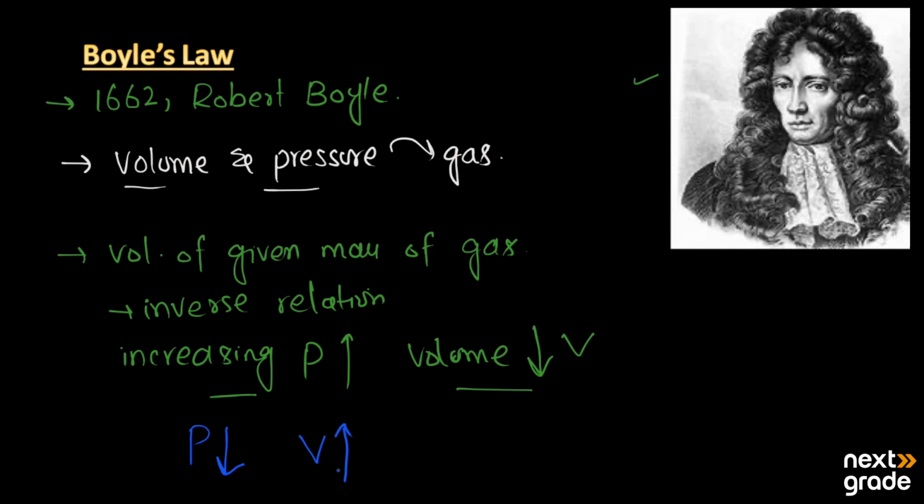So the main definition proposed by Boyle's law, I'm going to repeat: the volume of a given mass of a gas is inversely proportional to the pressure. And the third thing that needs to remain constant is the temperature. Constant value means there will be no change in the temperature. So this is a simple law proposed by Boyle.